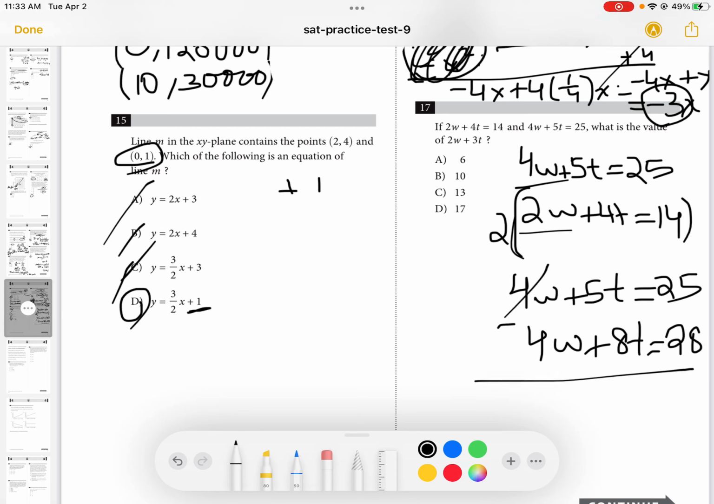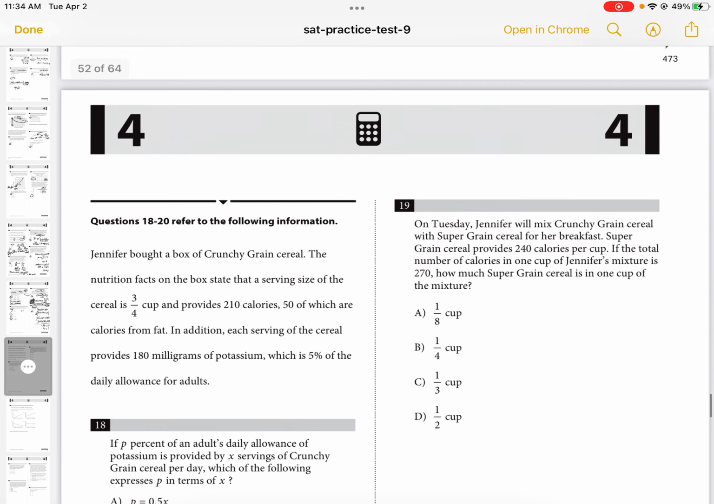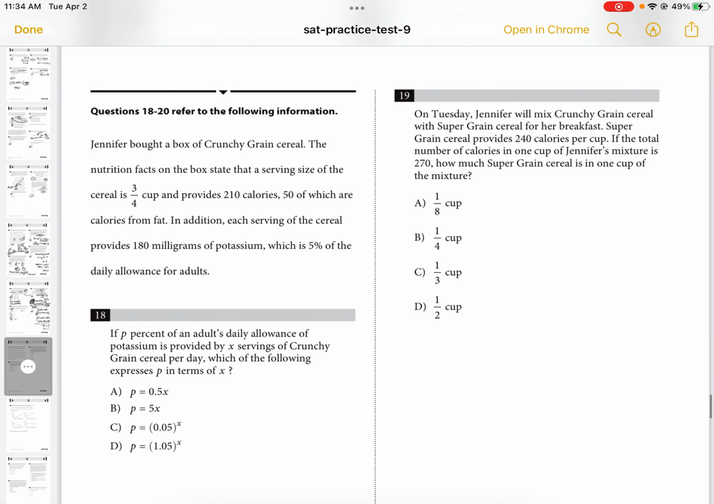When we subtract the two equations, the 4w's cancel like we intended, and we get negative 3t equals negative 3, so t is 1. We want to find 2w plus 3t, and we know 2w plus 4t equals 14. So if we just subtract t from this equation, we'll get 2w plus 3t. We know t is 1. So 2w plus 3t will be equal to 14 minus 1, which is 13. And that's C. Alright, questions 18 to 20.